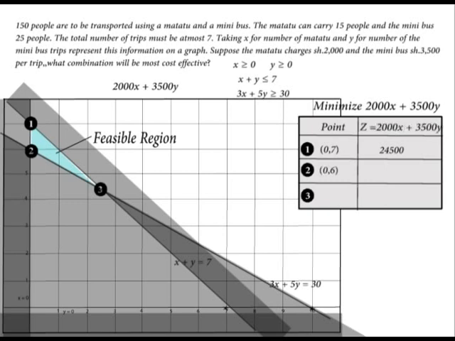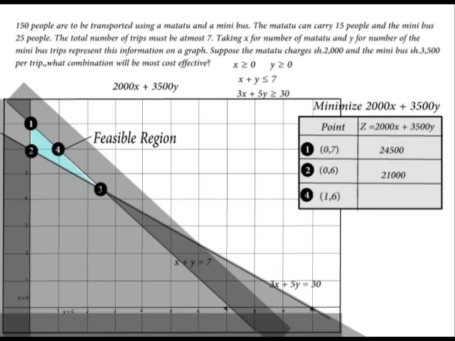At corner 2, the coordinates are 0, 6. If we substitute that, we get 2,000 times 0 plus 3,500 times 6, giving us 21,000. Now, the coordinates of corner 3 have decimals, and because we are dealing with a real-life situation, we cannot select it. Obviously, because we cannot have a fraction of a trip, like half a trip.